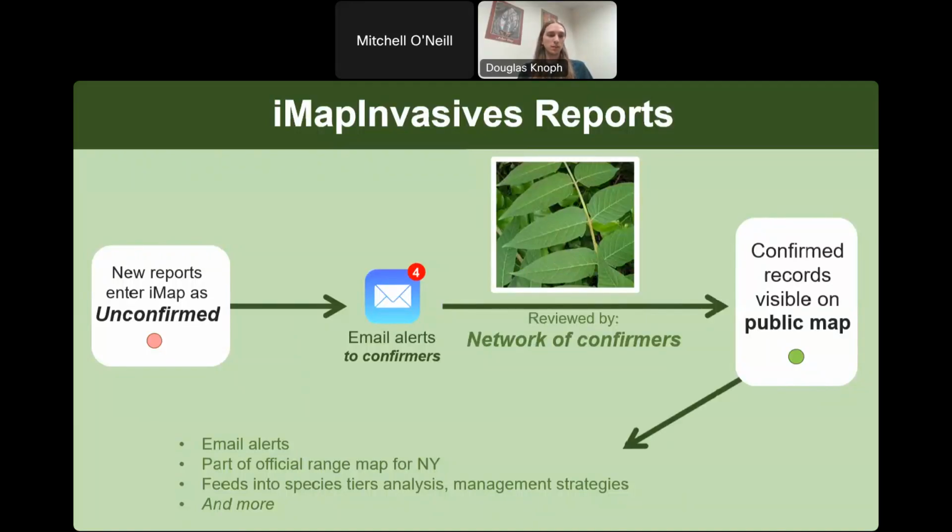And then from there, it'll get sent out via email alerts if you have alerts set up, and it'll show up in the official range map. And then the data will feed into future analyses for things like the species tiers, and professionals around the state will be able to use it for planning management strategies.